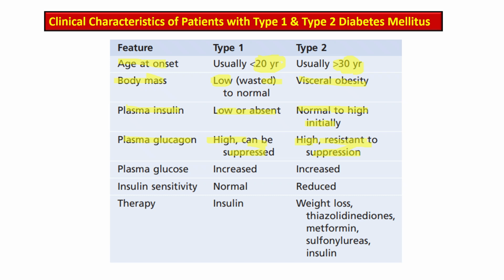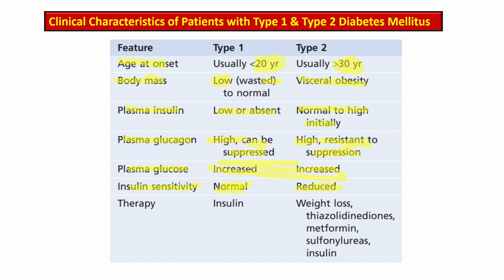So the plasma glucose in both type 1 and type 2 is increased. Then there is hyperglycemia. The insulin sensitivity in type 1 is normal. The problem is deficiency of the insulin, not its resistance. While in type 2, the problem is the development of the insulin resistance. So the sensitivity is decreased.